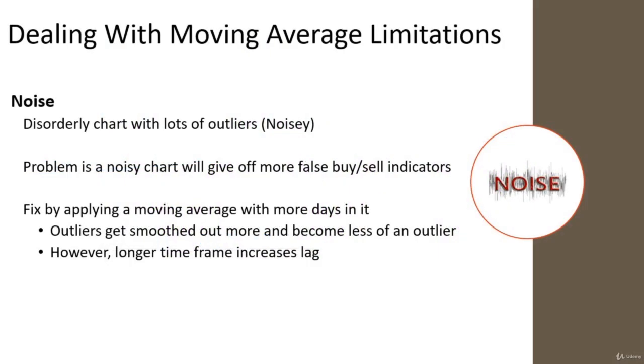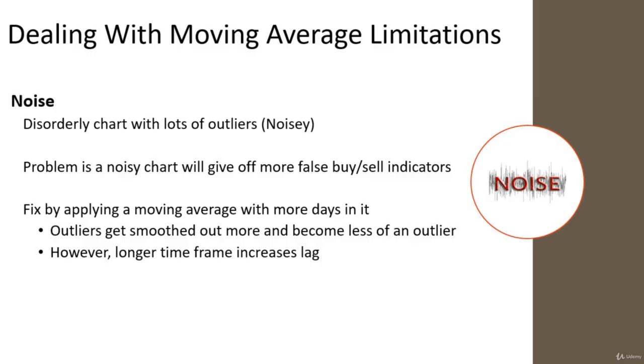Another limitation dealing with moving averages is noise, right? If you have a disorderly chart, there are lots of outliers. So it's kind of noisy. You have real spikes, or you have high prices and low prices. It doesn't seem to be very organized as far as a chart, a noisy chart. It can give off more false buy and sell signals, right? It's going above and below the line, whipsawing a lot. It just seems to be all over the place.